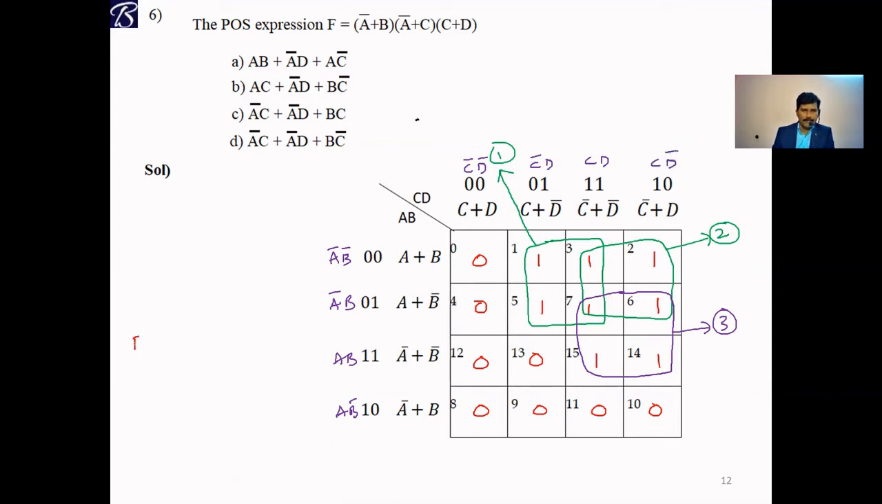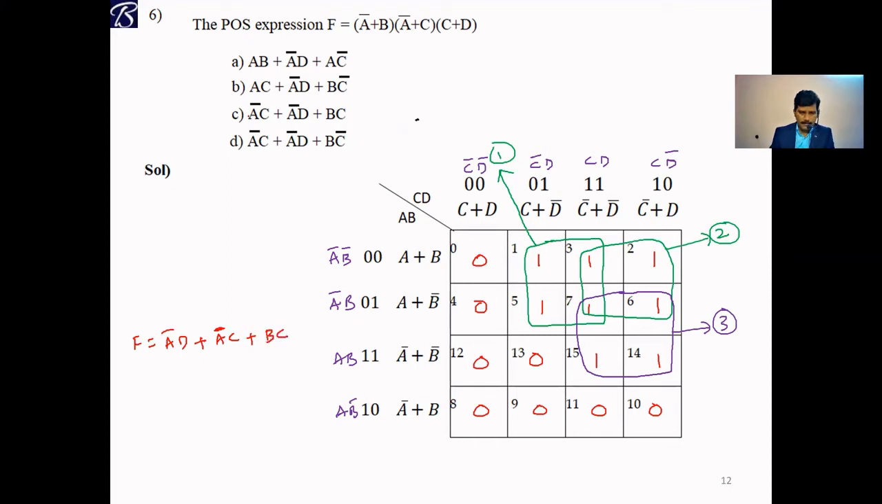Now F equal to. The first one, the common term is A bar, and in these two, the common term is D. A bar D, plus the second term, this one. Here A bar, and in these two the common term is C. A bar C, plus the third, this violet color. Here the common term is B, and here the common term is C.